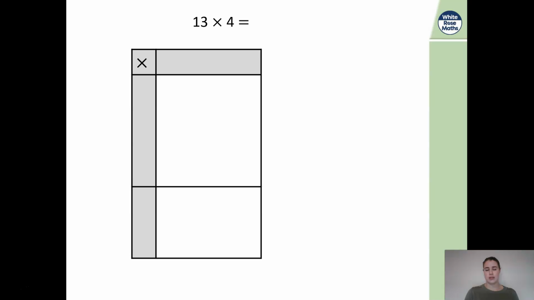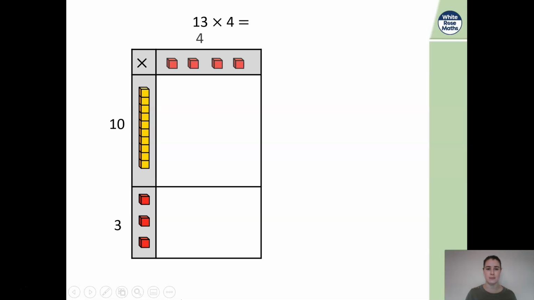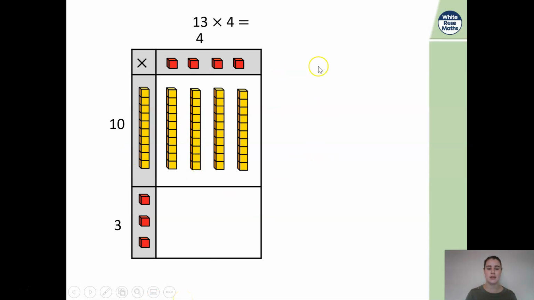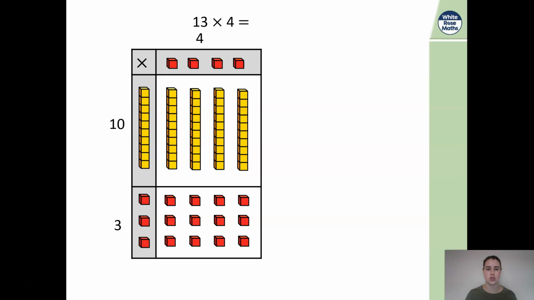Let's consider it for this question as well. So we're going to partition this the other way. Rather than having our single digit down one side and our partitioned number at the top, we're going to swap it round. So let's have our 10 and our 3 down this side, partitioning our 13 into 10 and 3. And we'll have our 4 across the top. So again, the same principle still applies. We're going to be multiplying 4 and 10 together. So 4 lots of 10, which is 40. And then multiplying 4 by 3 is going to give us 12.